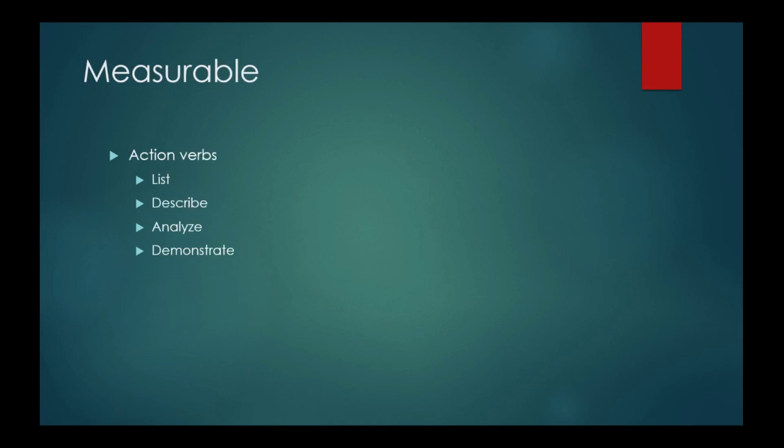Next, measurable. There's two components to measurable. There needs to be an action verb involved, which could be list, describe, analyze, or deliver. Something where there's actual action taking place. You want to be sure to avoid the use of vague measurable verbs such as understand or know or awareness, because those are difficult things to measure.